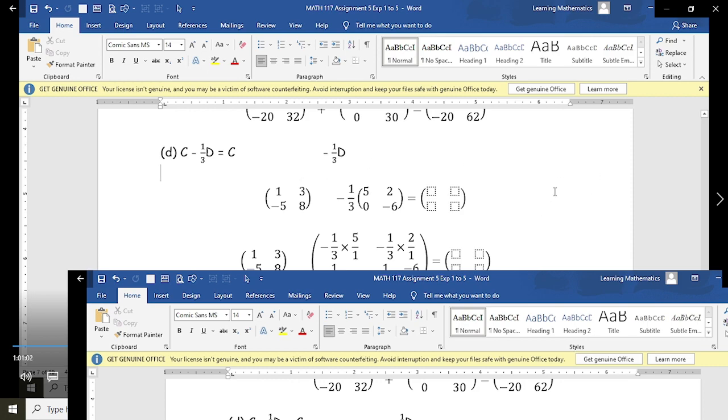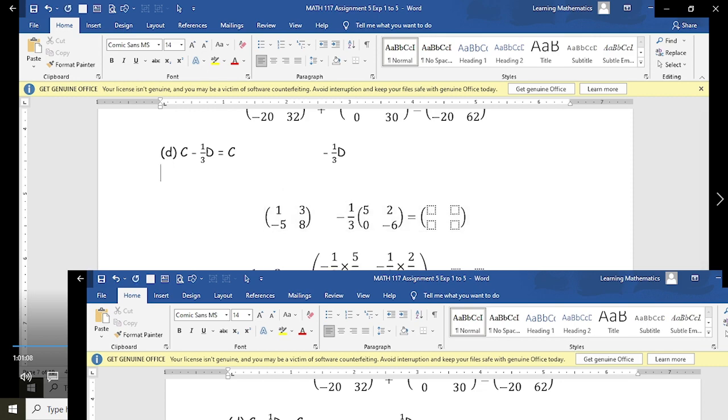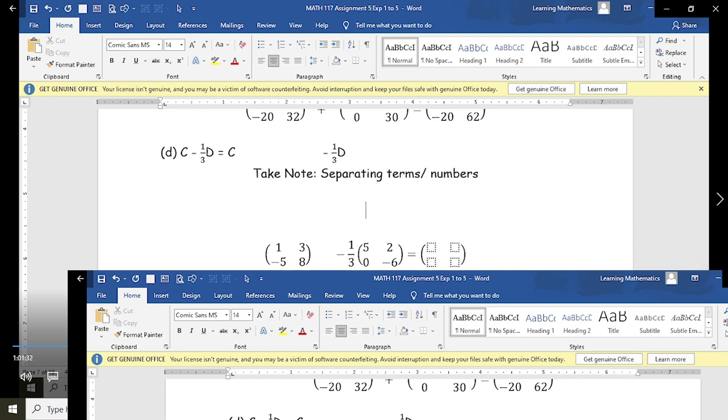Let's say you have, let me write this down somewhere so you can take note. Separating terms or even numbers. All these things should have been discussed previously. Now let's say you have 4 minus 5. If you want to separate those two numbers, how would you do that? You want to create a space between them. What would you do?